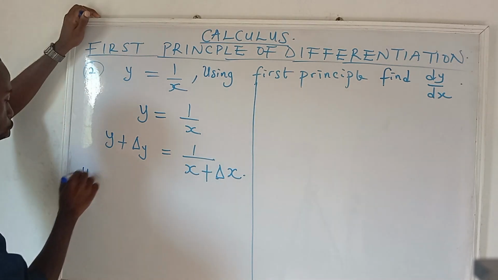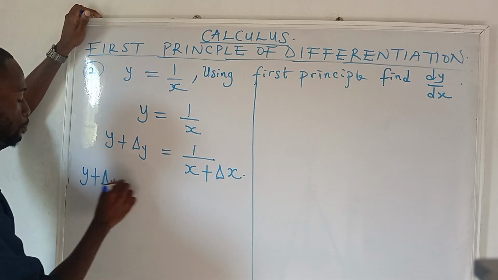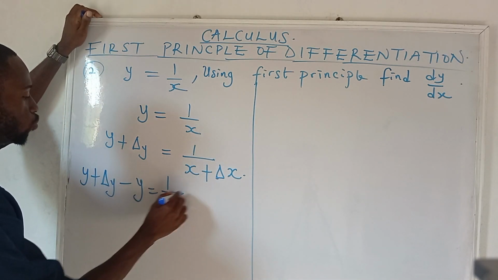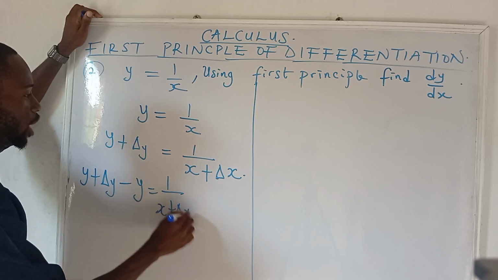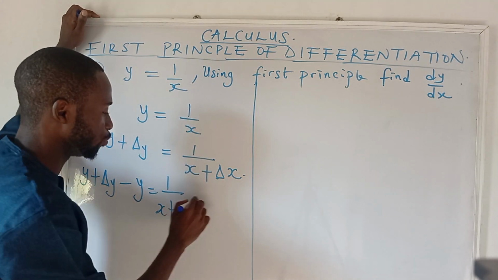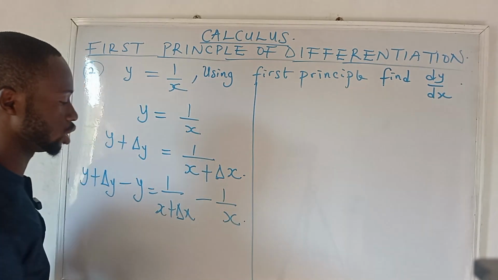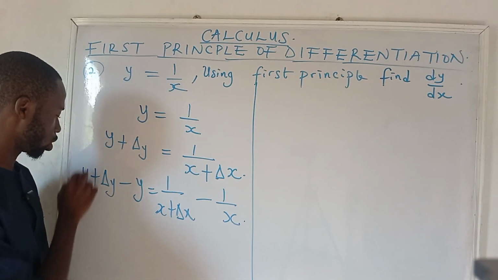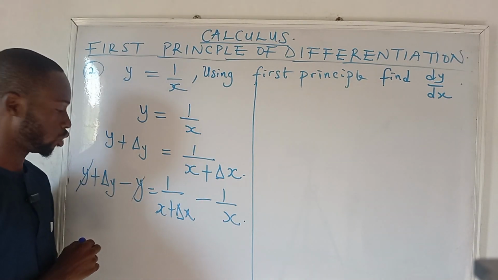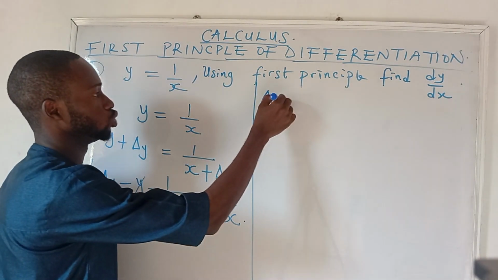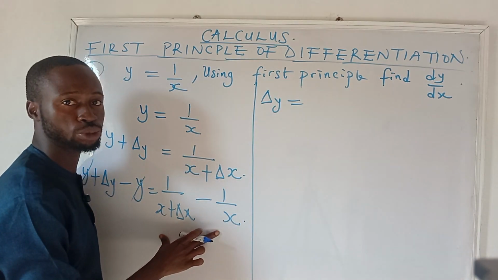So what I would have is y plus change in y minus y equals to 1 over x plus change in x. What's the value that I have here? I have 1 over x. I'm deducting it. So it's the same process. This cancels this. Is that okay? Then I have change in y is equals. Then I need to subtract this.